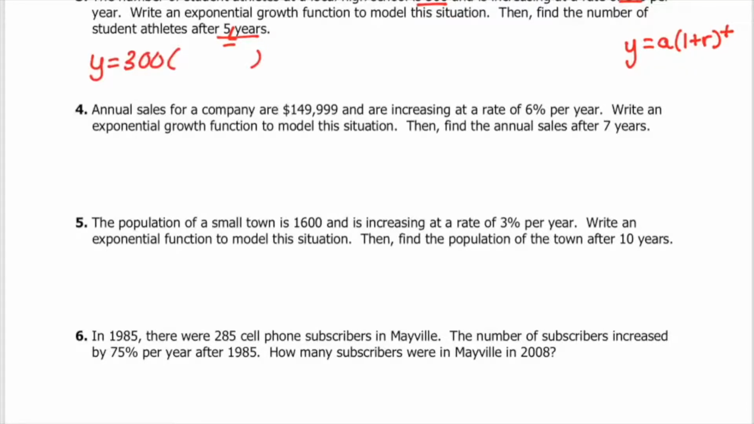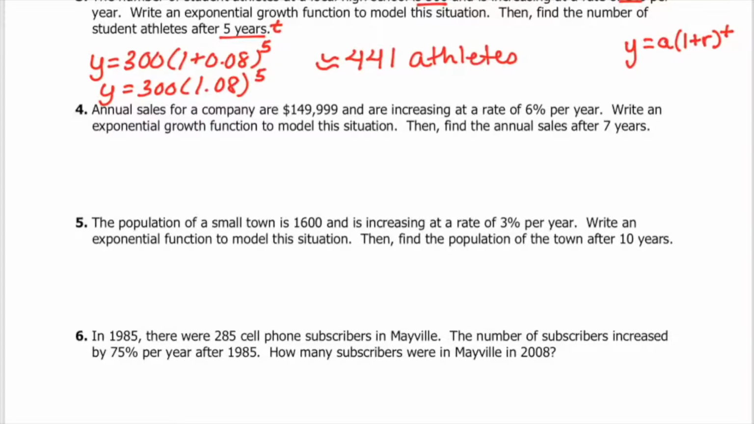All right, so A we're going to put in as 300. Then we do 1 plus our 0.08, raise it to the 5th power. Then when we rewrite that, we would add 1 and 0.08 together. And in your calculator, do 1.08 to the 5th power. Hit equals, and then multiply it by 300. So you're going to have approximately 441 athletes.